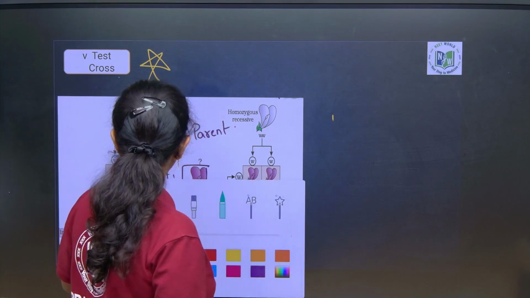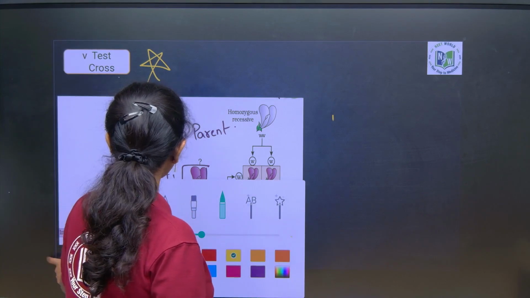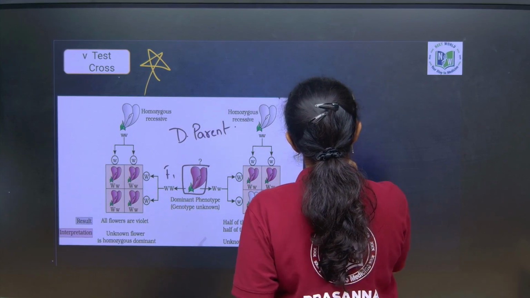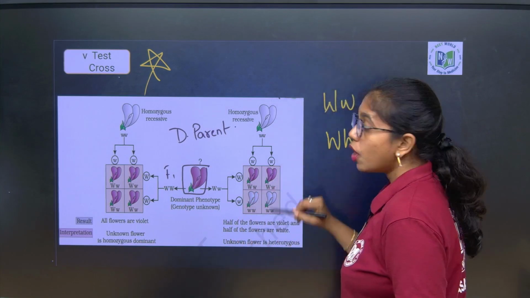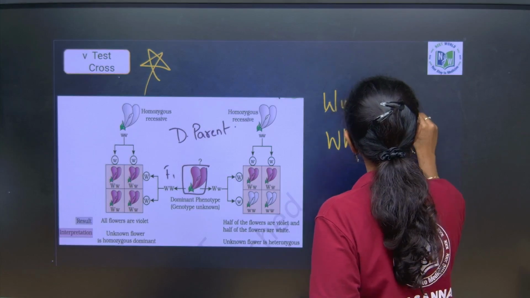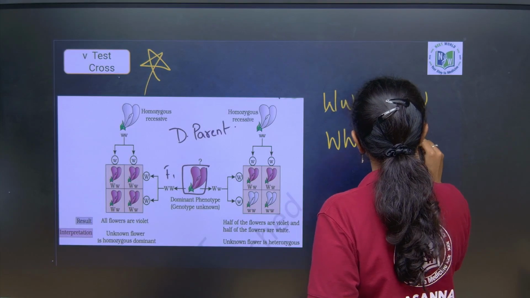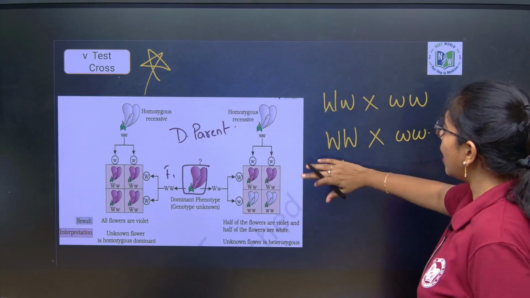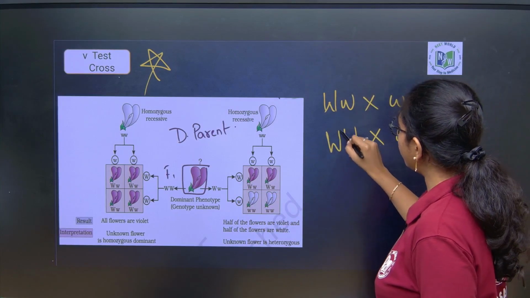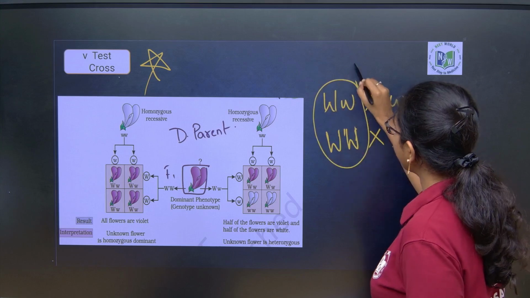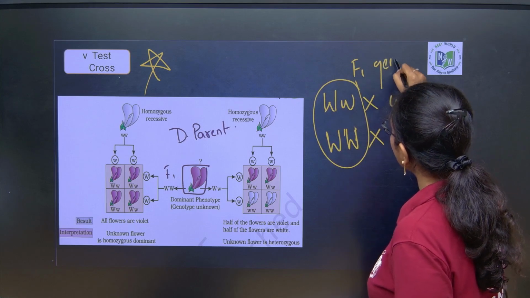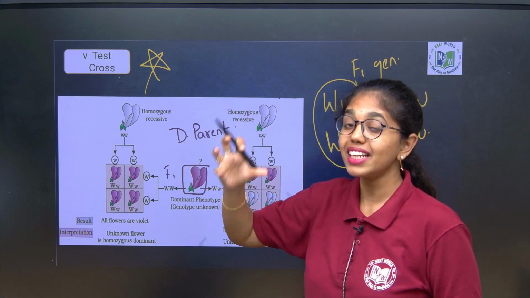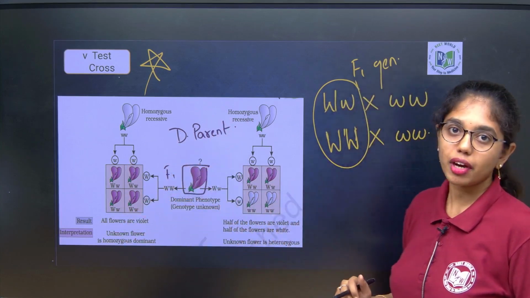For example, here the dominant phenotype can be heterozygous or homozygous. When you cross it with the recessive parent, this will give you the genotype of the test organism, the genotype of the F1 generation. So, what is the purpose of the test cross? To know the genotype and phenotype, mostly to know the genotype of the F1 generation.